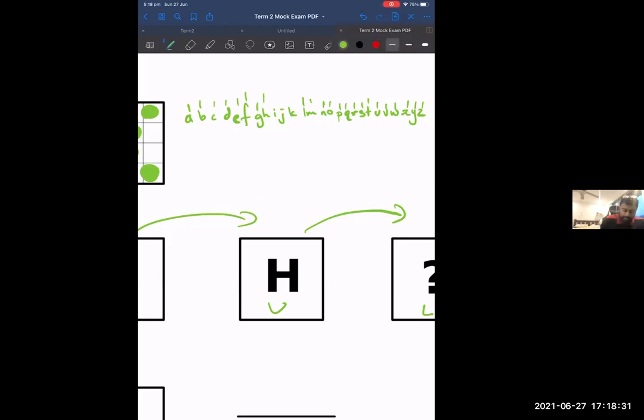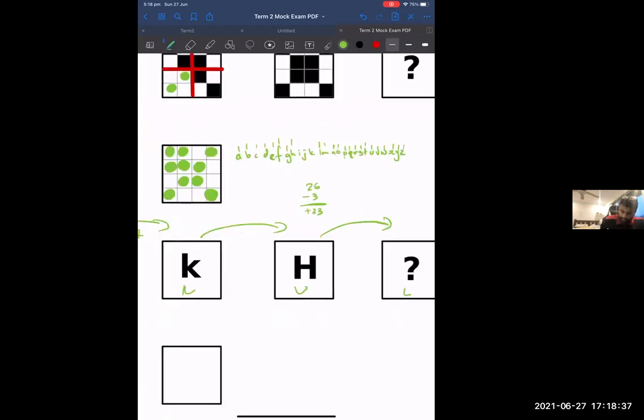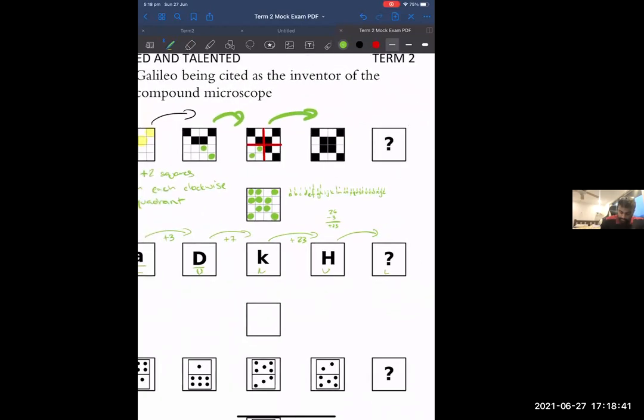So that other method that I said earlier, 26 minus 3, plus 23, that makes sense. So from K to H, plus 23. From 3 to 7, it goes plus 4. From 7 to 23, what's that? Plus what? Plus 16. So plus 4, plus 16.